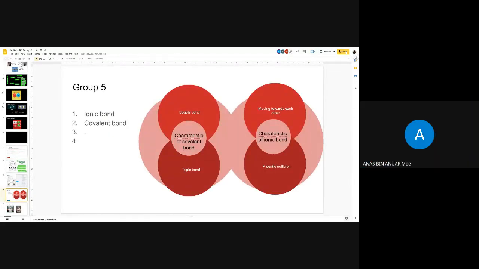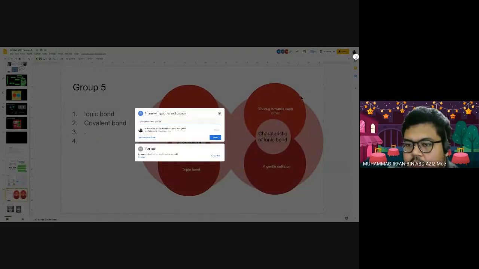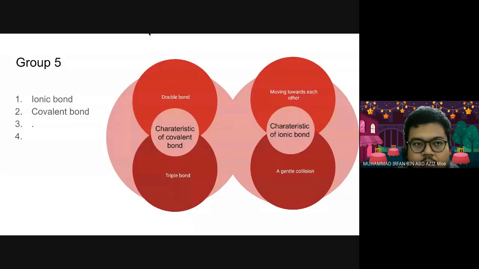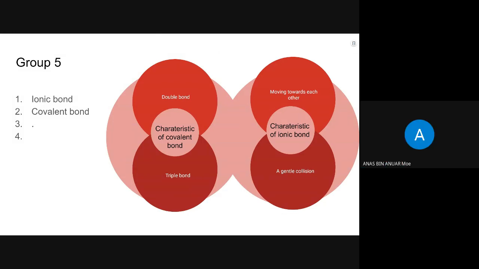Okay, continue. Yes, awak share pula. Okay, continue group 5. Continue je apa yang nak buat. Characteristic of covalent bond. Double bond, triple bond. Characteristic of ionic bond. Moving toward each other, a gentle collision.